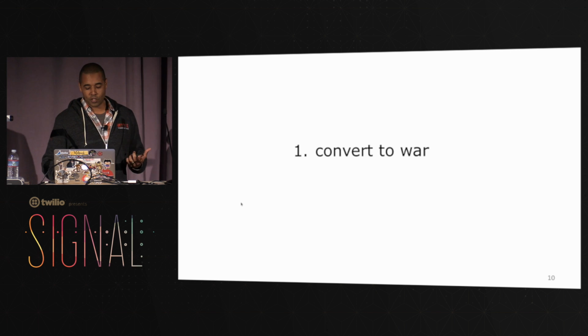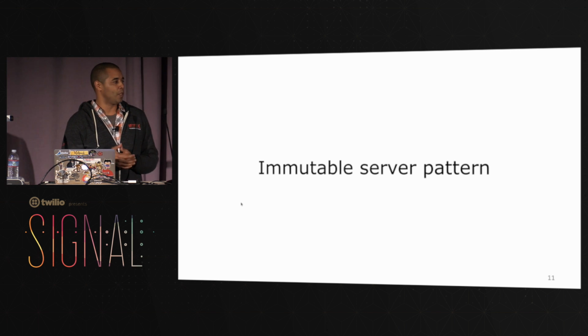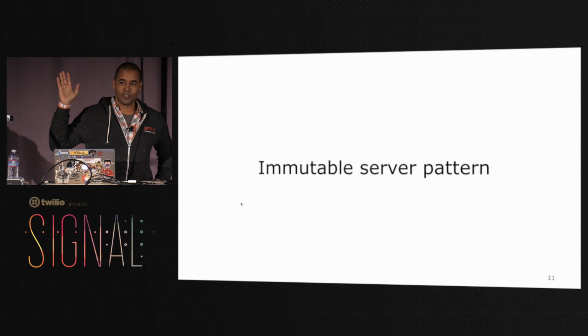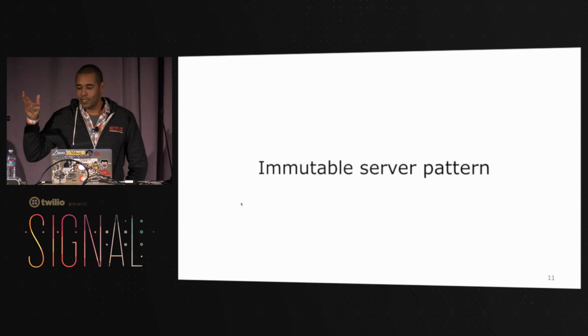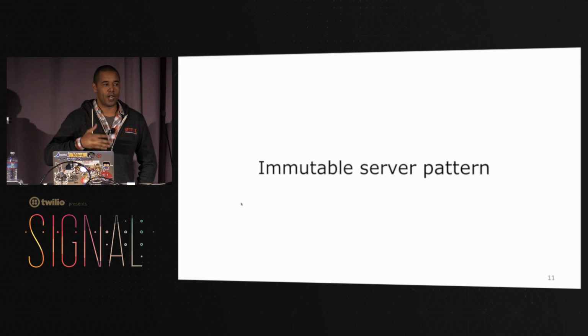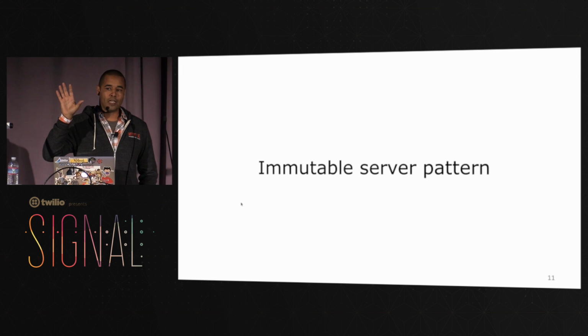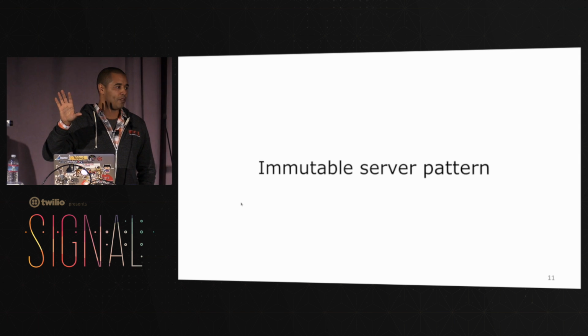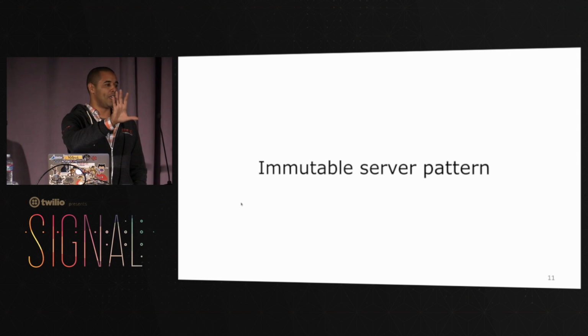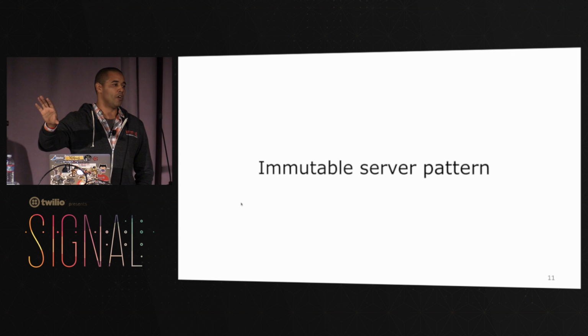In order to do that, Netflix applies a thing called the immutable server pattern. Has anyone heard of this? Okay, a few of you. The immutable server pattern means that whenever we deploy code to a server, we never ever touch an existing server. Whenever we want to deploy code to the cloud, we create a new VM image, and then we destroy the old image.